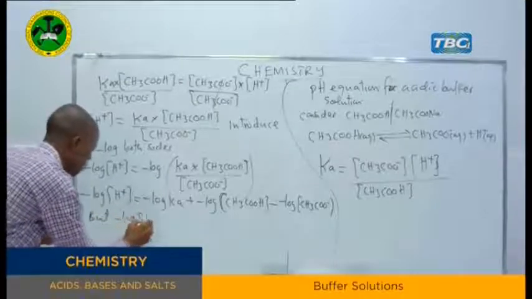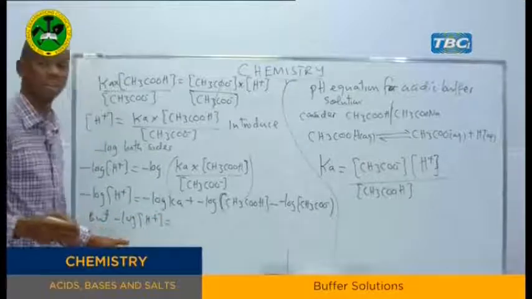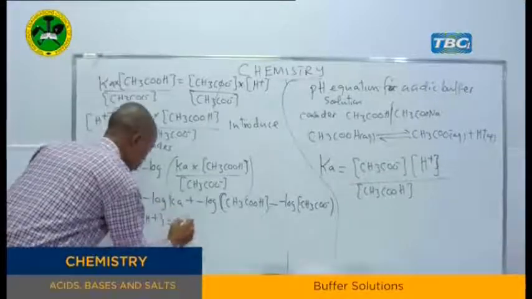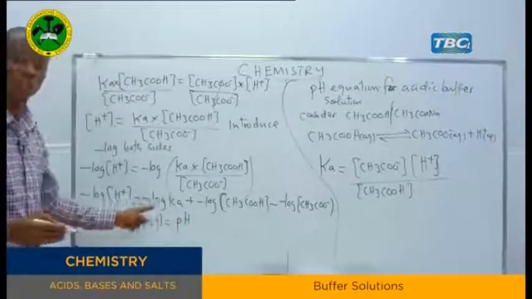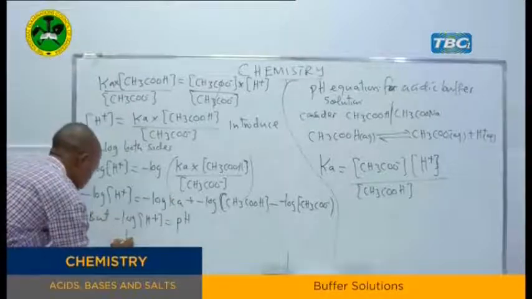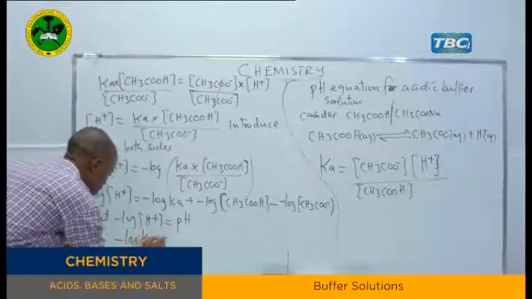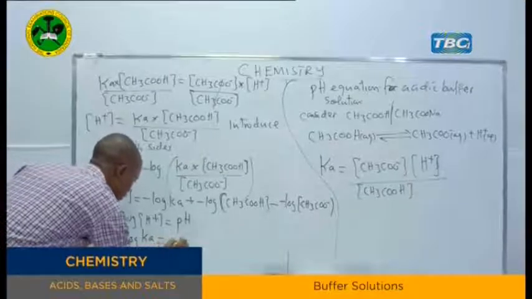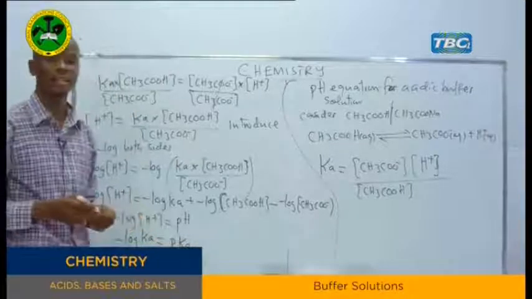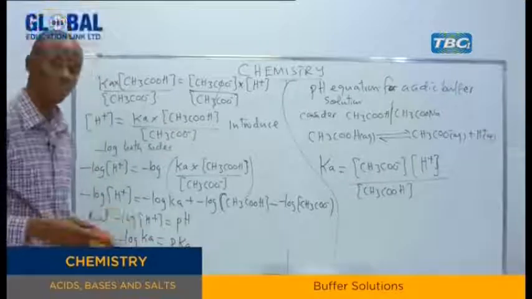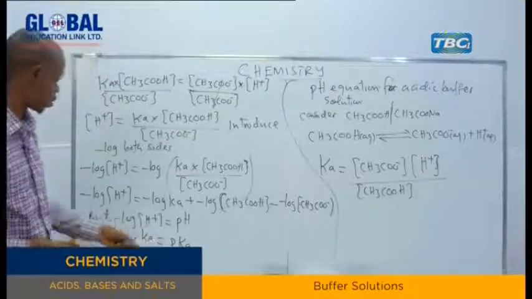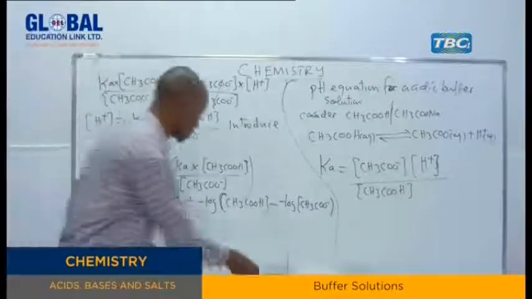So here, negative logarithm of hydrogen ion concentration, I hope you understand, is all about pH. And when we talk about negative logarithm of Ka, this is pKa, because this number Ka is very small. So in order to deal with larger numbers, we use pKa. So we can substitute these values into the equation there.